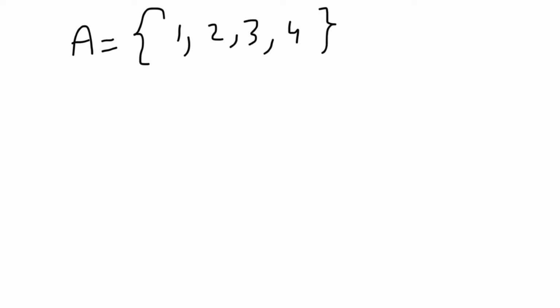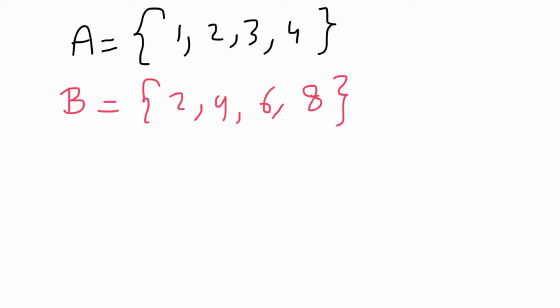We had two sets, which are A: 1 and 2 and 3 and 4. We also had B, which is 2 and 4 and 6 and 8. Okay? We can use a Venn diagram to display or to graph these two sets.